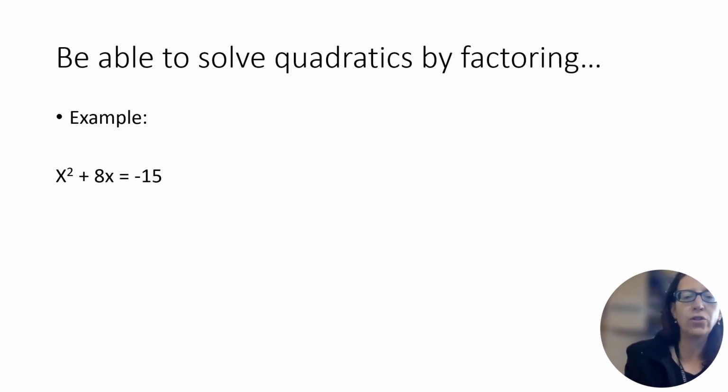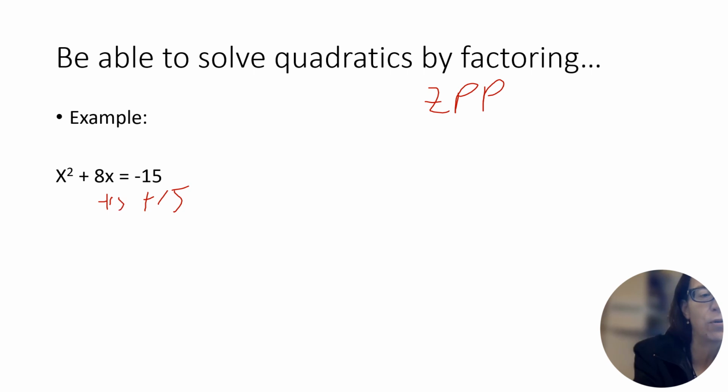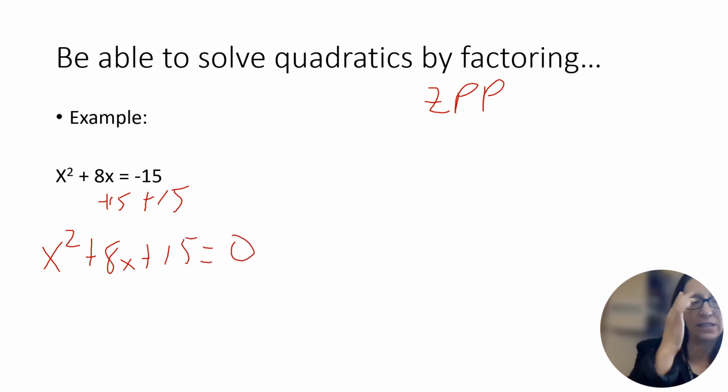In order to do that, we are going to use what's called the zero product property, which I abbreviate ZPP. And to do that, we need a 0 and we need a product. In other words, multiplication. So we need to see a 0, and then we need to see some stuff being multiplied. So the first thing I'm going to do is what we call set this equal to 0. So I'm going to do that by adding 15 to both sides. So we get x squared plus 8x plus 15 is equal to 0. That satisfies the 0 part of the zero product property.